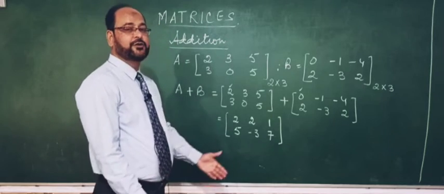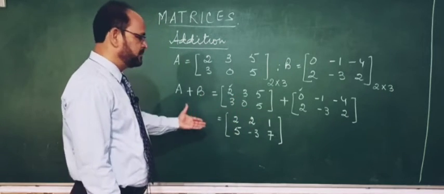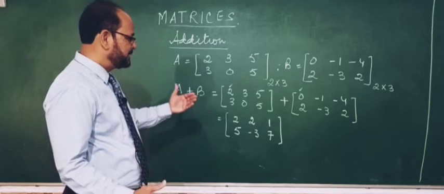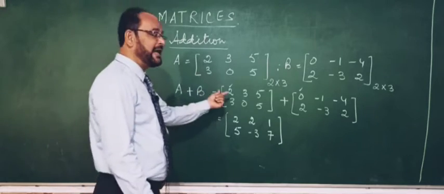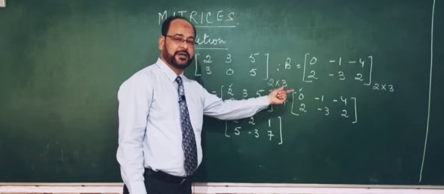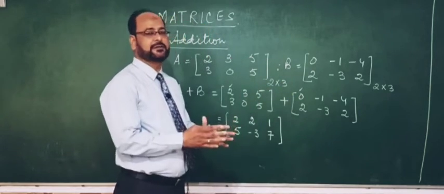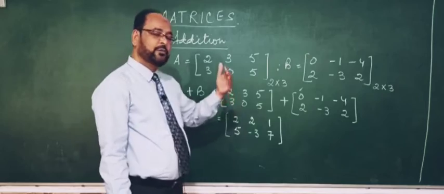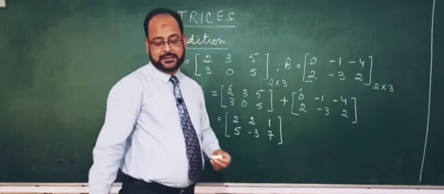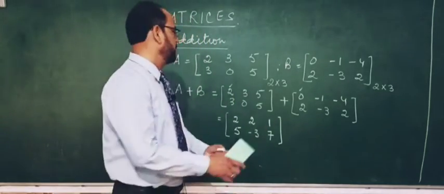This is the way you will add two matrices. It's very simple. What do you have to do? When you find the sum of two matrices, you will add the corresponding numbers. First row, first column here, first row, first column here. You will find the sum. It's very easy. Now if you have more than two matrices, the same procedure you will follow.